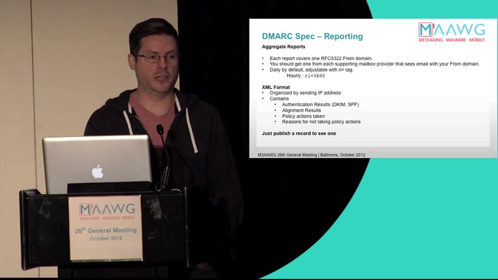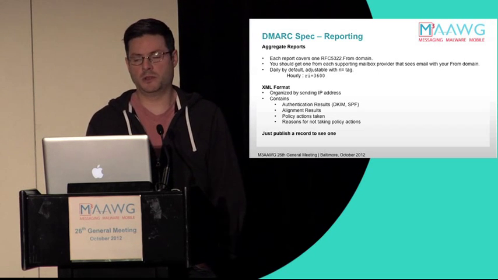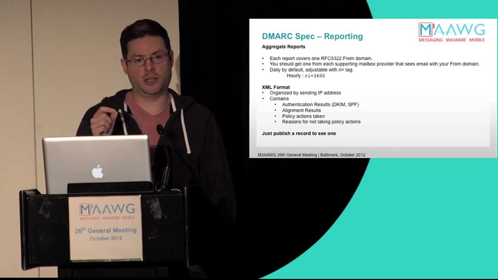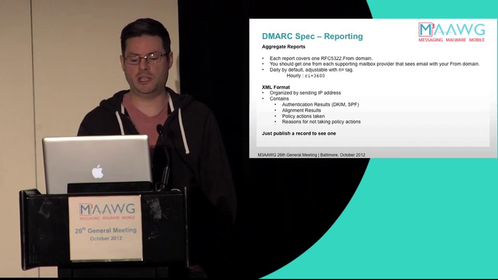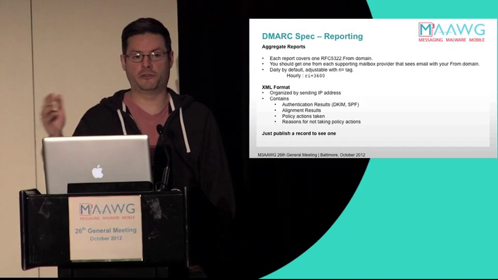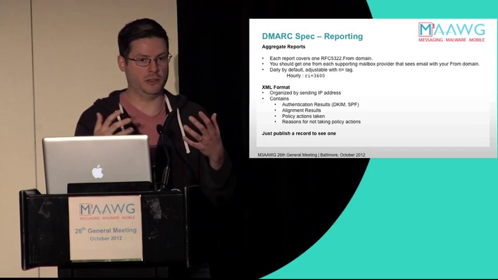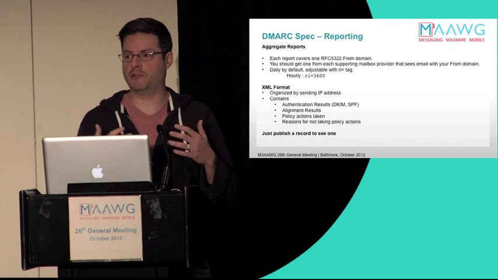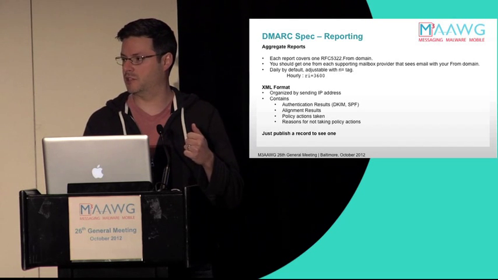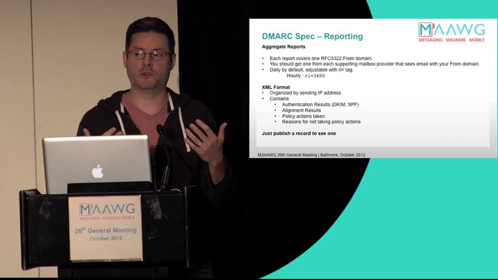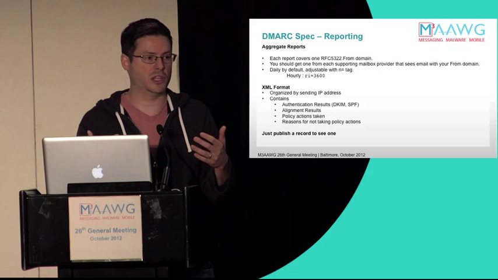The XML format, again, as I touched on already, is tied to a given domain but organized by IP address. And it contains the results from the underlying auth mechanisms, whether the alignment was consistent with what you had said in your policy, and what policy actions were taken. So the idea is that even though we call the forensic reports forensic because you're actually seeing a message intact as it was sent, the aggregate reports provide data of a forensic nature as well. It's sort of the post-mortem report of here's all the mail I received with this domain on it, the IPs that sent it, and the results that the policy took.